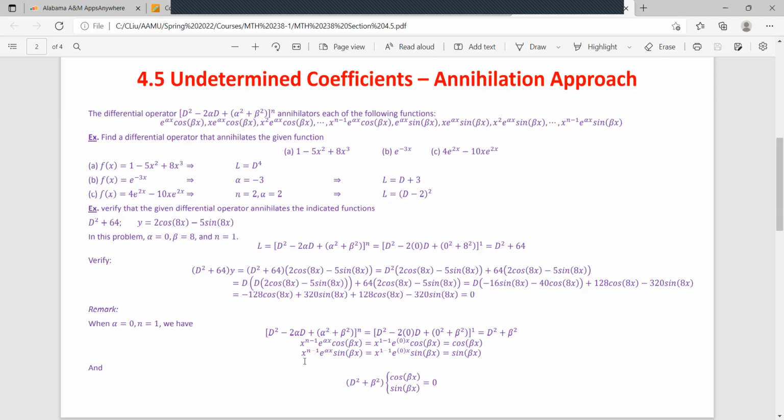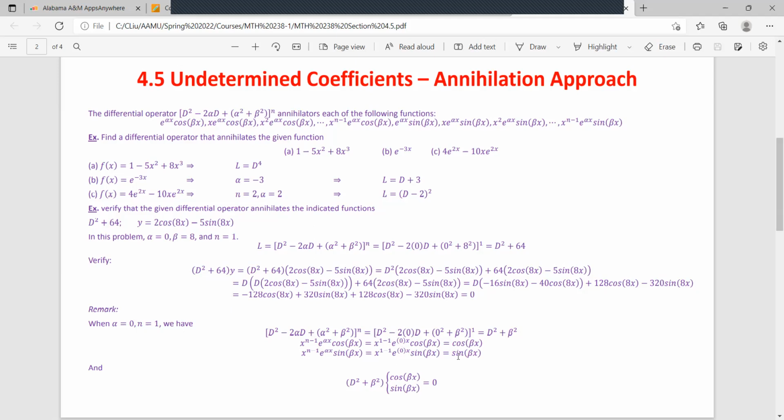Similarly, x to the n minus 1 times e to the alpha x times sine beta x. When alpha equals 0 and n equals 1, we get x to the 1 minus 1 times e to the 0 times x times sine beta x. Again, x to the 0 is 1, and e to the 0 is also 1 in the front. So that's just sine beta x.